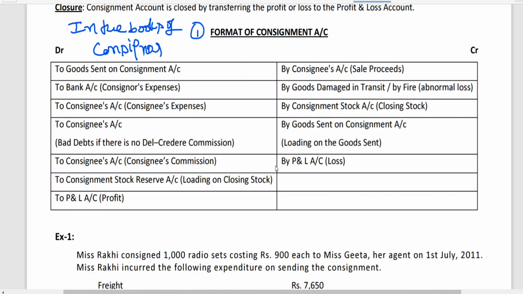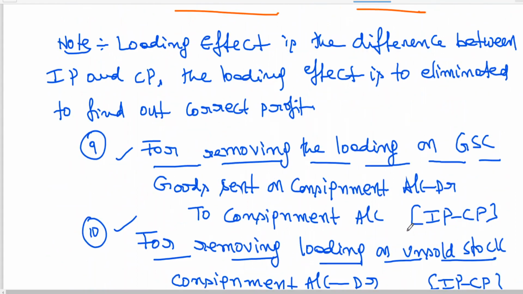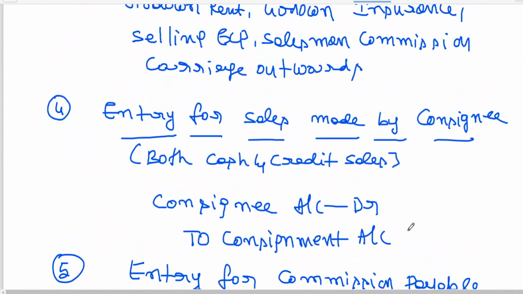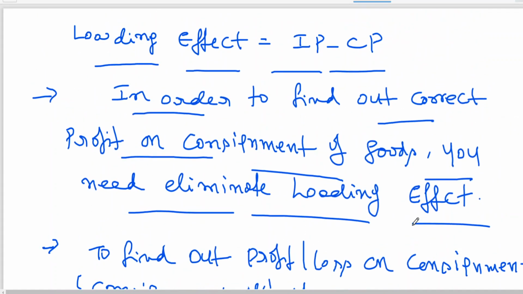So this is the first account we have learned. Similarly, you need to open one more account, as I told you, the consignee account, and we also need to open the goods sent on consignment account. Is this clear to all of you? So this is the first account. I will be giving the second account also. In a simple way, you can remember the format.